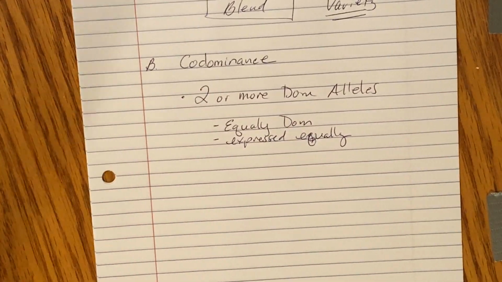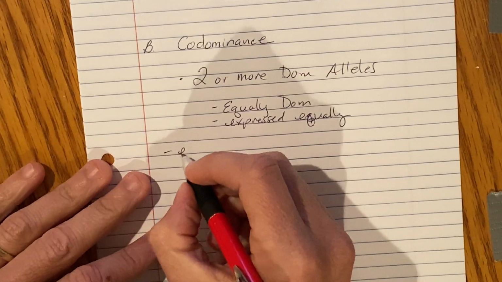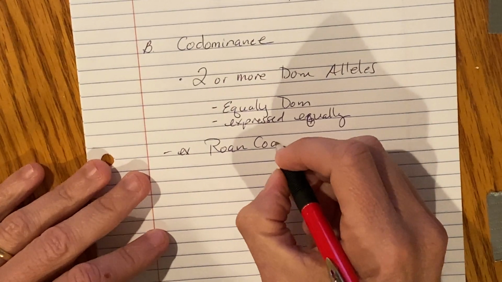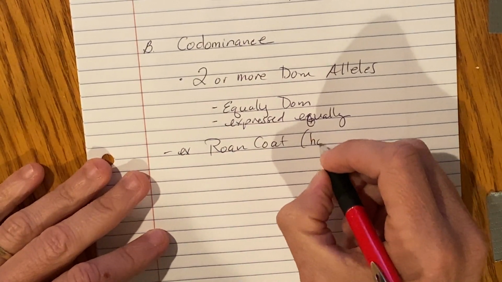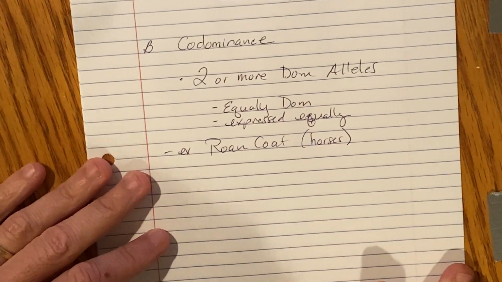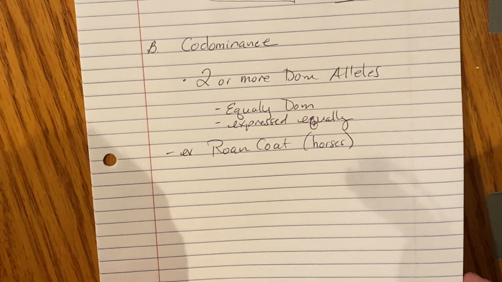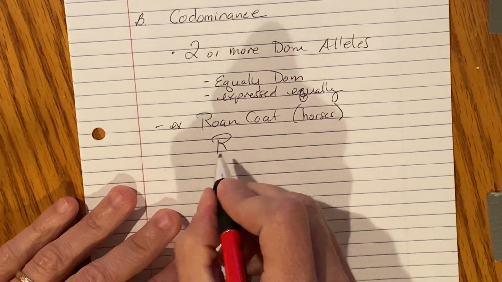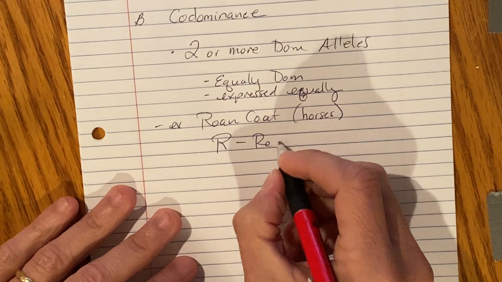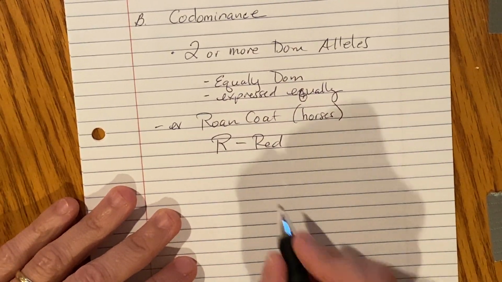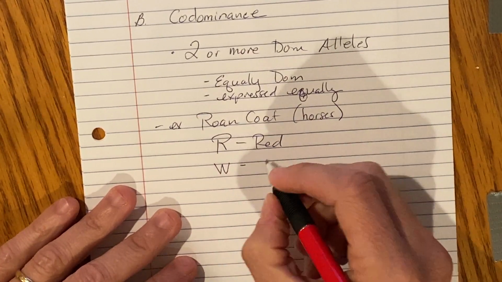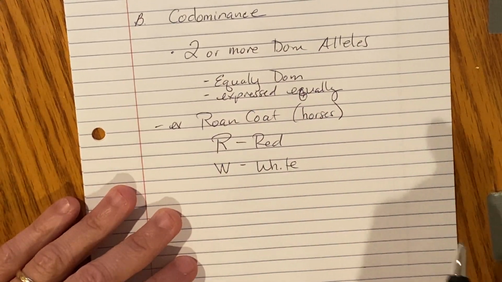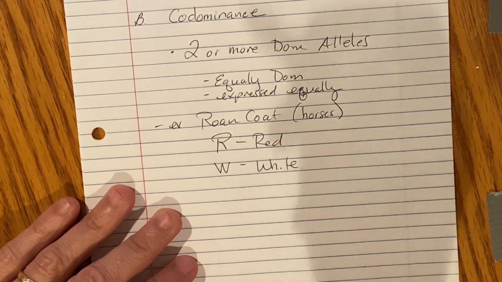They would be expressed equally. In our example, just reviewing, our example was the roan coat, and I was doing the red roan in horses. The roan coat in horses. Now, we said that there was a capital R, that's capital is dominant for red. So red hair in these horses is dominant. And then we said there was a capital W, which was white. White is dominant in these horses, and we've never said this before. There are two dominant genes for hair color.